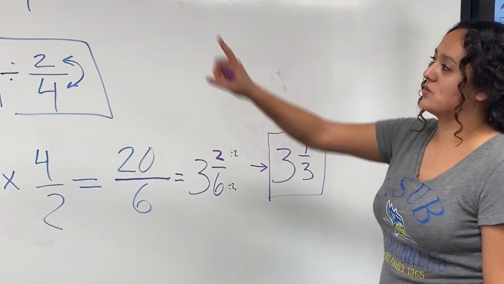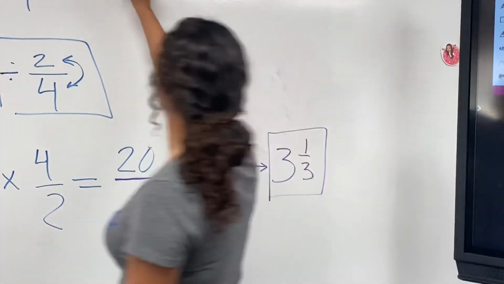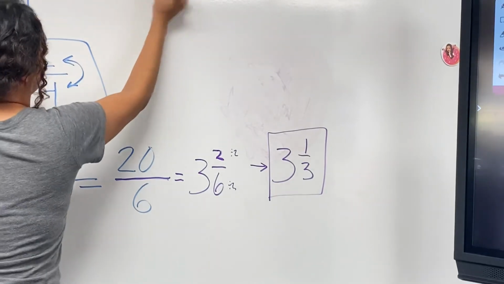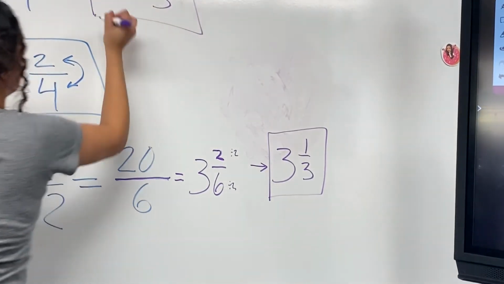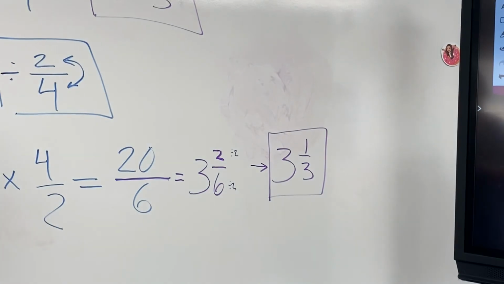So again, what is 1 and 2/3 divided by 2/4? 3 and 1/3. Yay, yay. That is how you do it. Woo. All right.